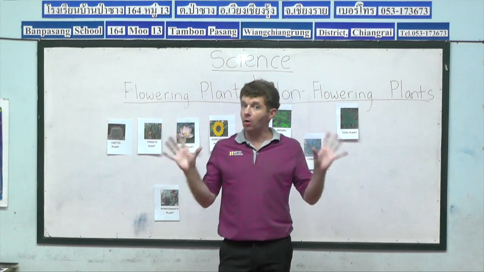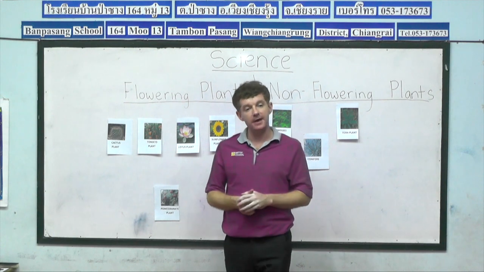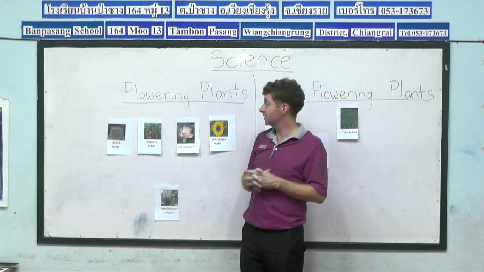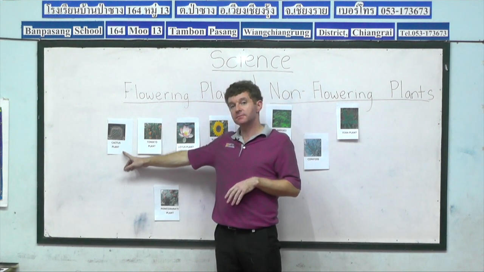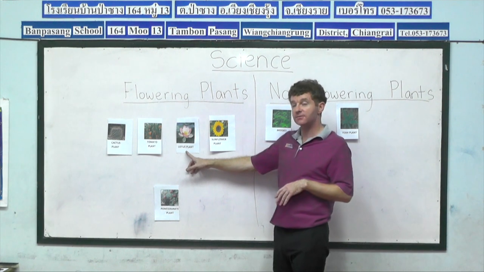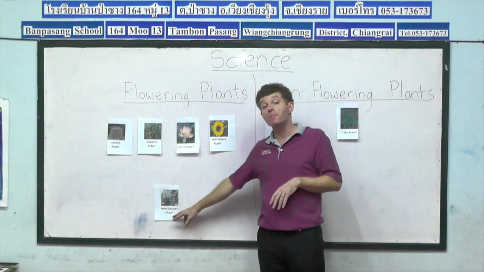And now we've got all our vocabulary on the board, we'll practice speaking one final time. So first of all, flowering plants. Cactus plant. Tomato plant. Lotus plant. Sunflower plant. Pomegranate plant.